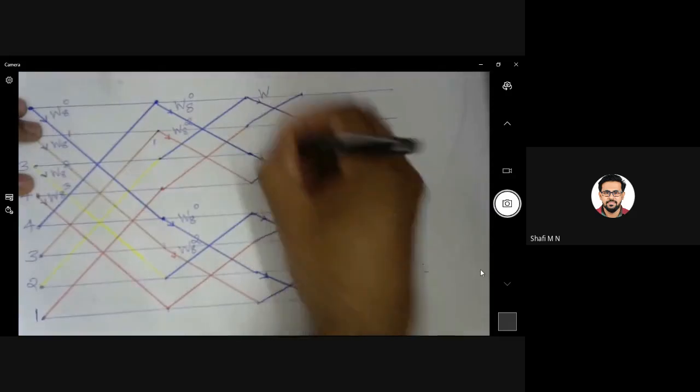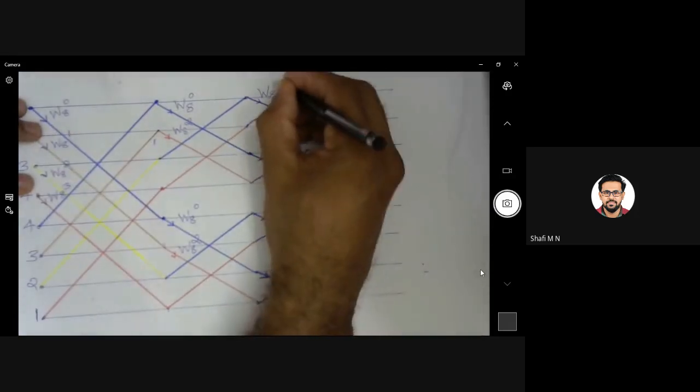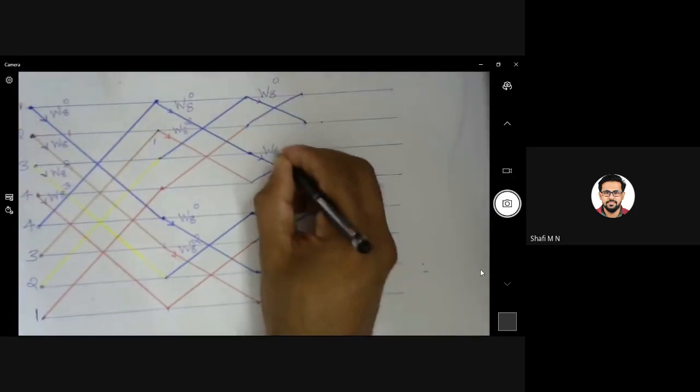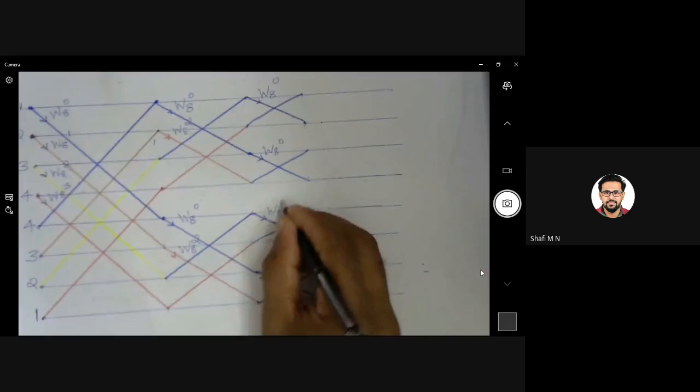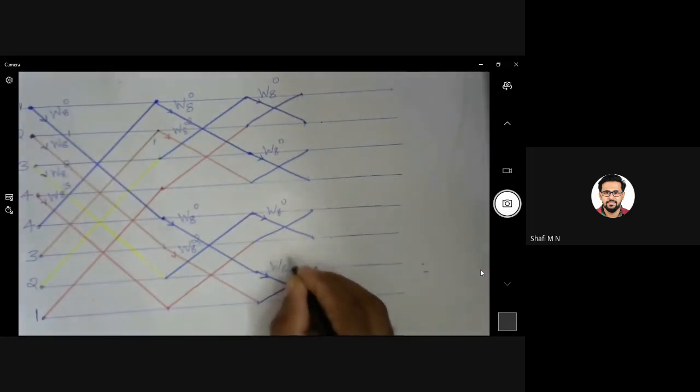All the butterflies are of the same color because k is having only one value, W80. This is W80. This is W80. This is W80.